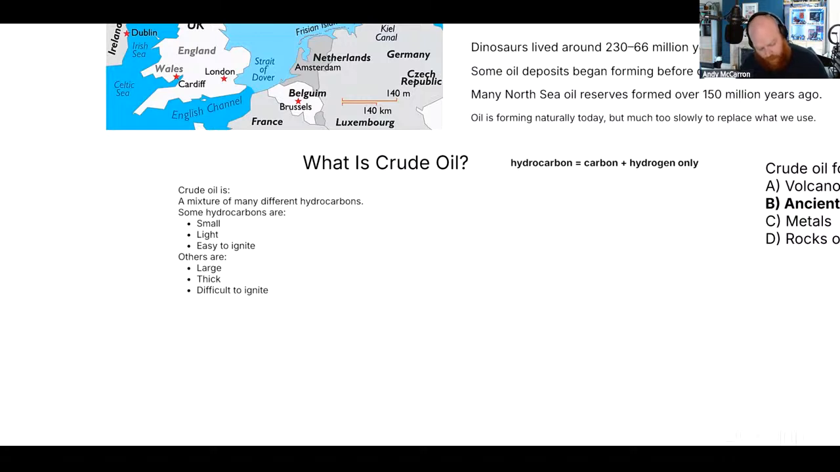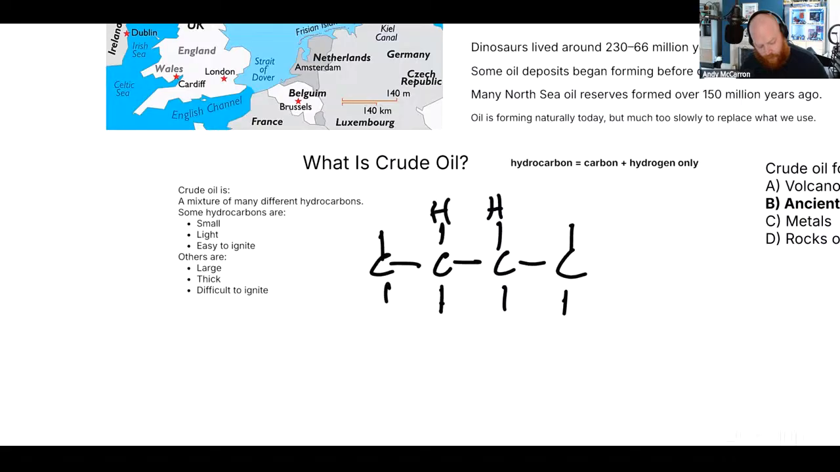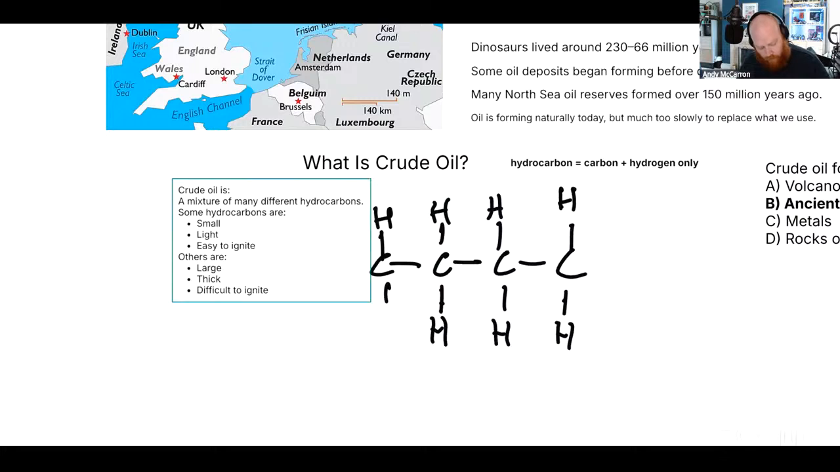So we would normally have a whole load of carbons all linked together like so. With the carbons linked like so, we'd have hydrogens on the end of each of these. Hydrogen can make one bond because it has one valency, which basically means it has the ability to make one single bond with something else.